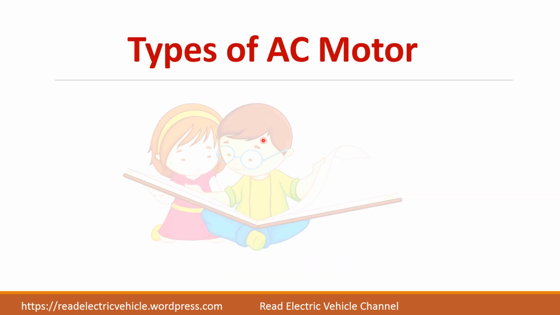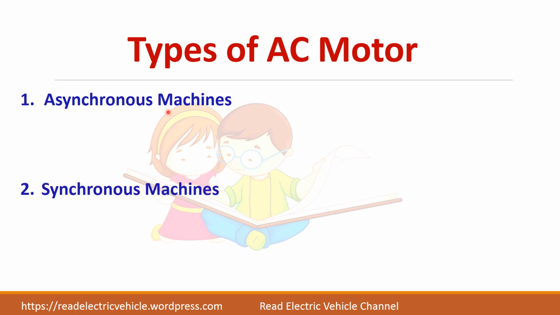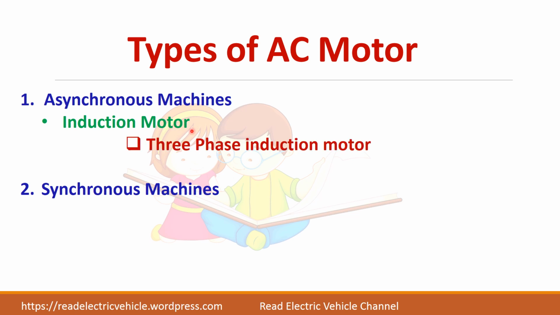Let us see the different types of AC motor. There are two types, asynchronous machine and synchronous machine. Synchronous machine will always run at synchronous speed. Asynchronous machine, induction motor comes under asynchronous machine. Here the motor will run at a speed other than the synchronous speed.